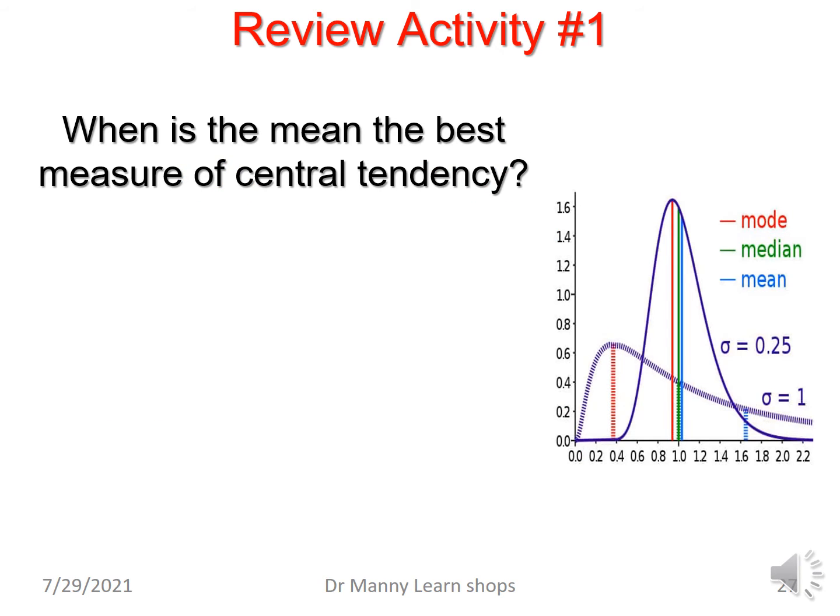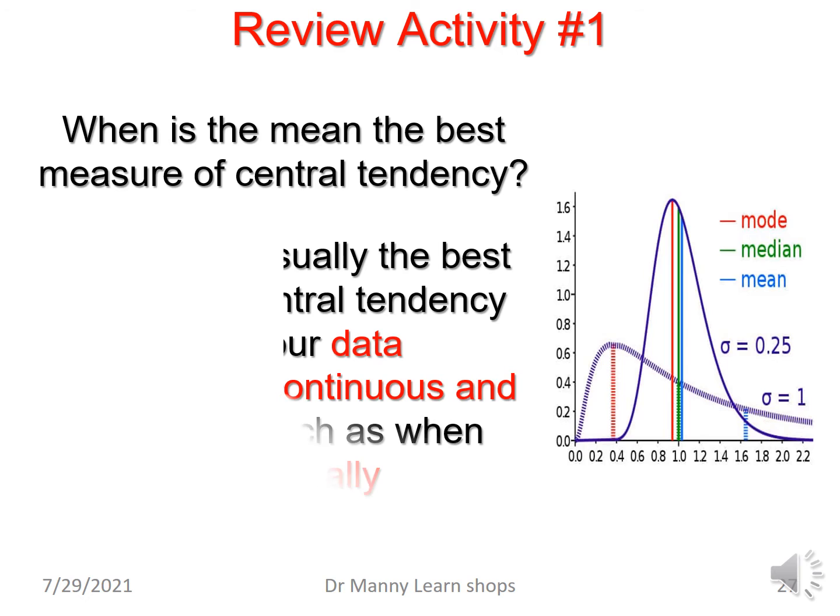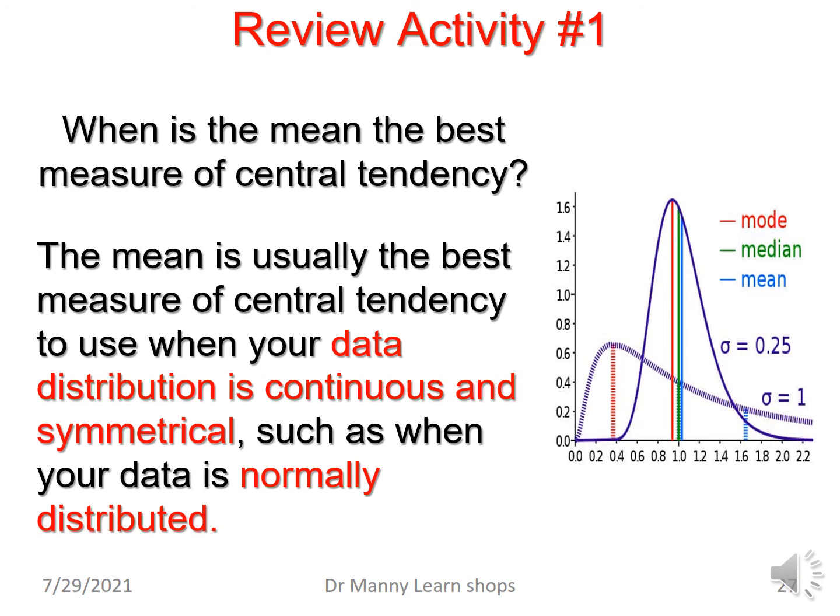Let's review. When is the mean the best measure of central tendency? The mean is usually the best measure of central tendency when the data distribution is continuous and symmetrical, such as when your data is normally distributed.